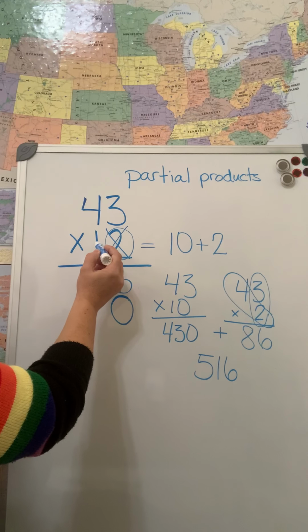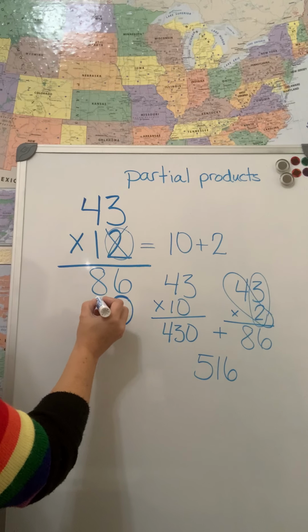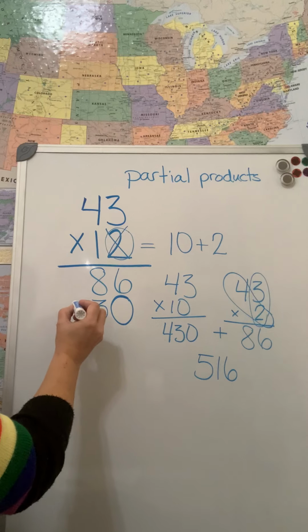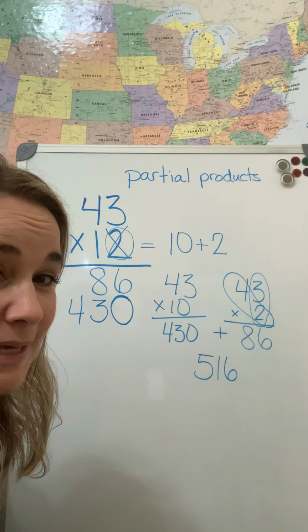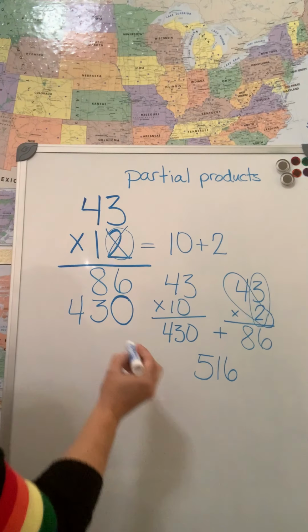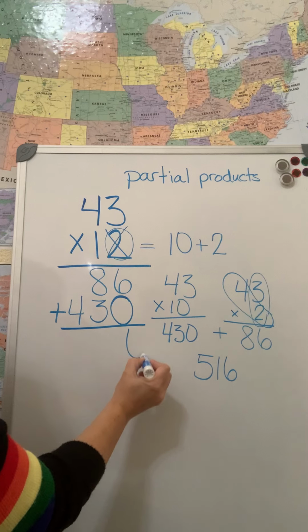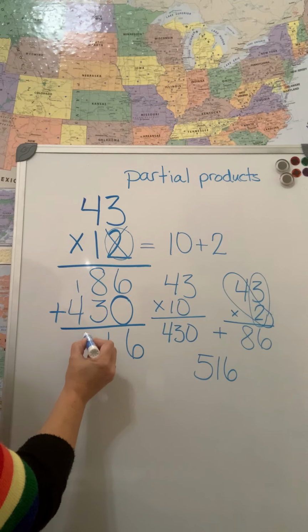Now we're going to multiply our tens place by our ones place up here. So 1 times 3 is 3, and 1 times 4 is 4. Okay, now if we're talking about a multiplication algorithm, we're going to now add. So 6 plus 0 is 6, 8 plus 3 is 11, 4 plus 1 is 5.